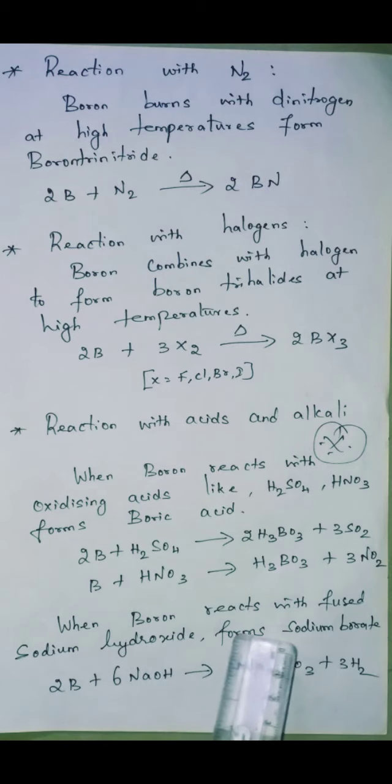Next, when boron reacts with fused sodium hydroxide, that is reaction with the alkali. Boron, when reacting with sodium hydroxide, forms sodium borate, Na3BO3, and H2 gas is released. So when boron reacts with the alkali, that is fused sodium hydroxide, it forms sodium borate.